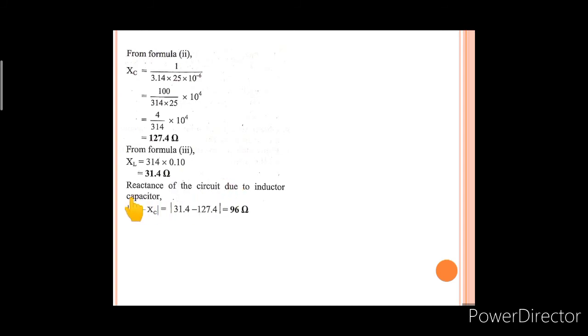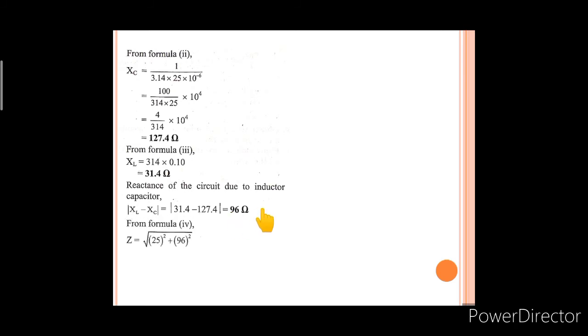Then we can determine the reactance of the circuit due to the inductor and capacitor. So here we have to take the difference of XL and XC, and hence we have to write the magnitude of the difference. So in the modulus we are supposed to write XL minus XC. Substitute the values, as we are getting XL as 31.4 and XC as 127.4. So in the modulus we write 31.4 minus 127.4, and the difference we are getting as 96 ohm. So the reactance of the circuit we are getting as 96 ohm.